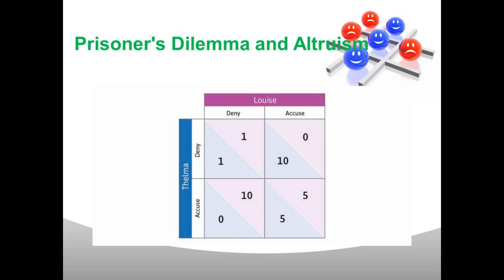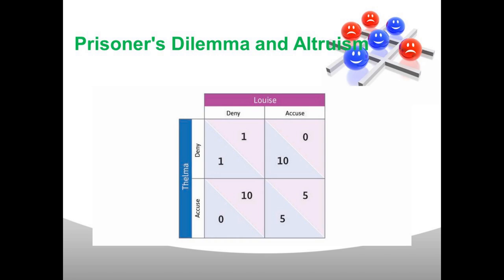Lastly, both Thelma and Louise choose accuse, meaning each implicates the other. They both get a jail sentence. The sentence is reduced from 10 years, because 10 years is the maximum jailing, but now both are involved, so less than 10 years. For clarification, let's put it as 5 years because of their cooperation with the police.